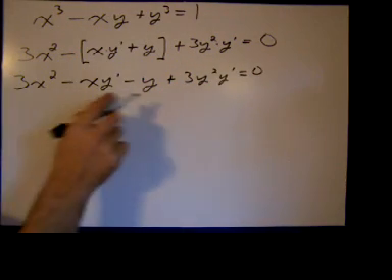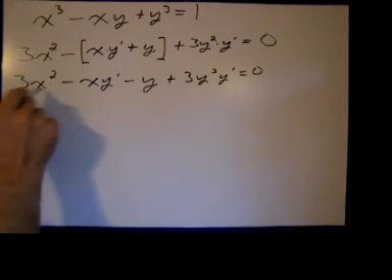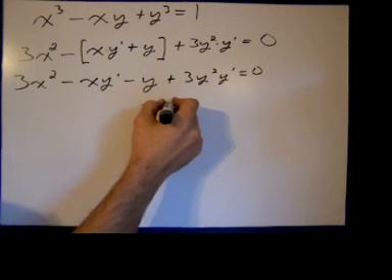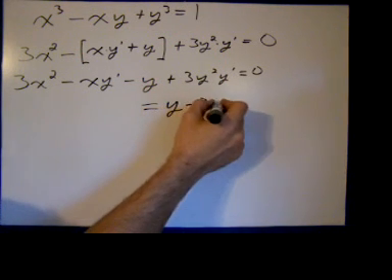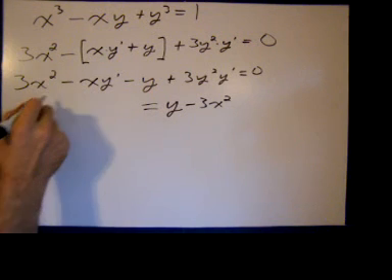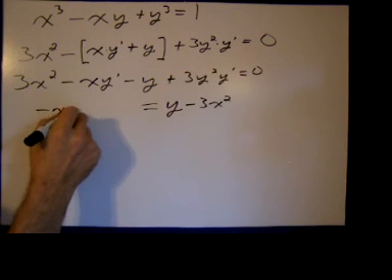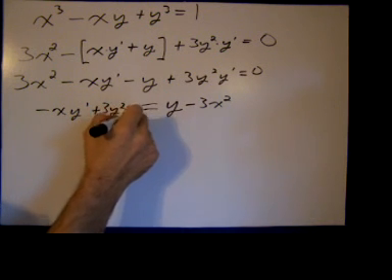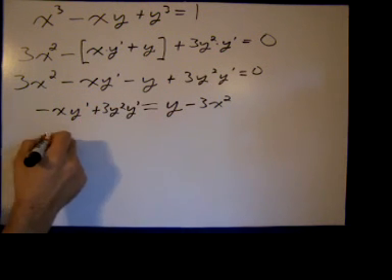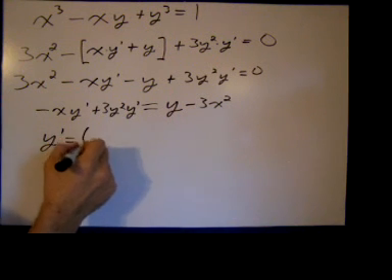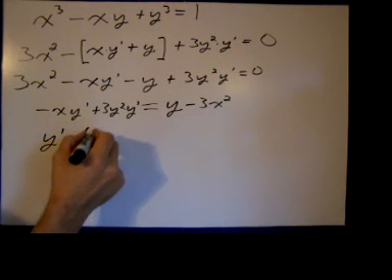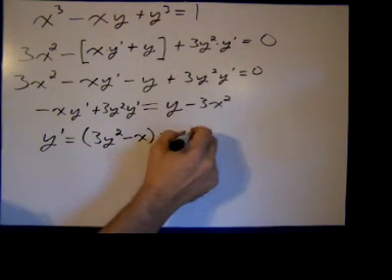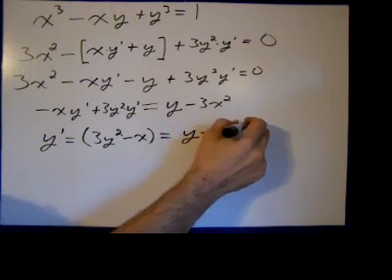First thing we do is we get all the non-y prime terms, so negative y and 3x squared, over to the other side of the equal sign. And when we do, we get y minus 3x squared. And then on this side of the equal sign, we're left with negative x y prime plus 3y squared y prime. Now we factor out a y prime, leaving, and I like my negatives being back, 3y squared minus x equals y minus 3x squared.